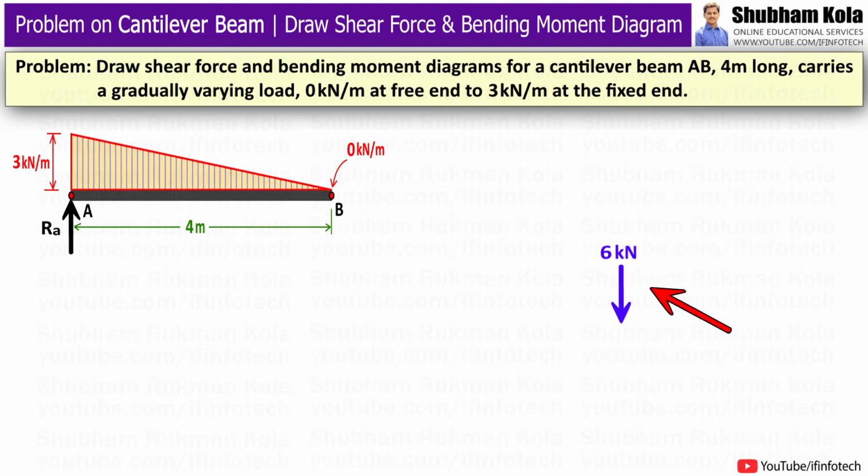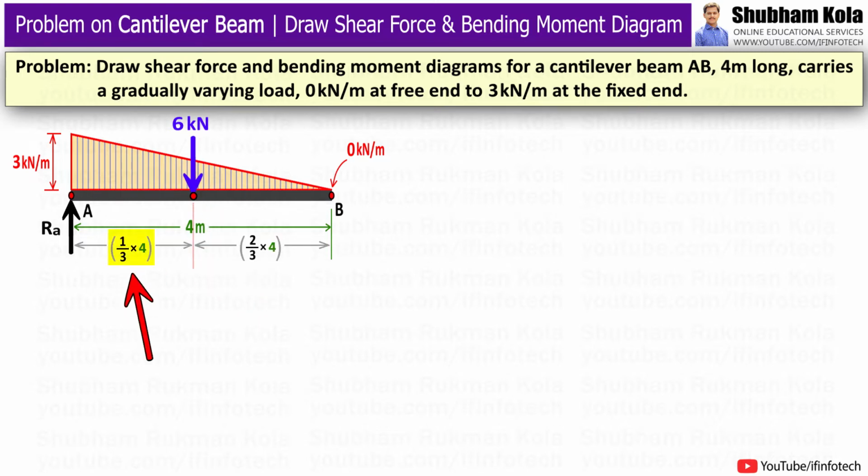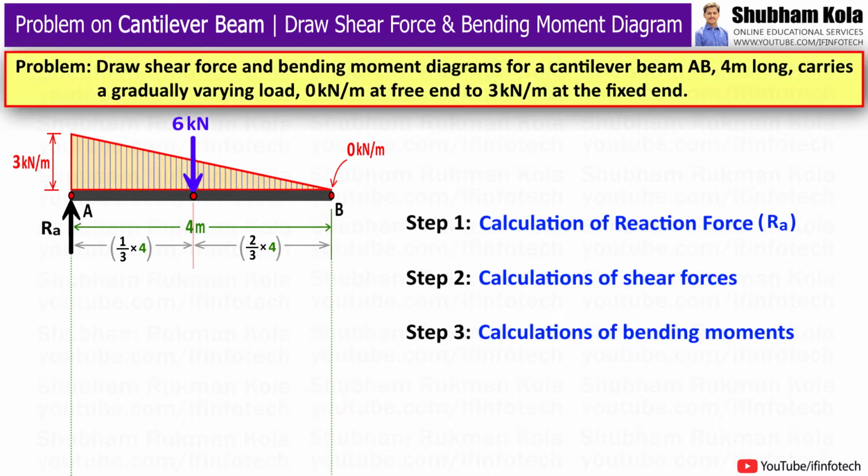Now this converted point load will be acting at the centroid of this triangle. So the centroid of this triangle will be at a distance of 1/3 of the total length of beam from left end, or 2/3 of the total length of the beam from the right end. So this converted point load is acting at this point. Now this type of problem we are going to solve in 3 steps.